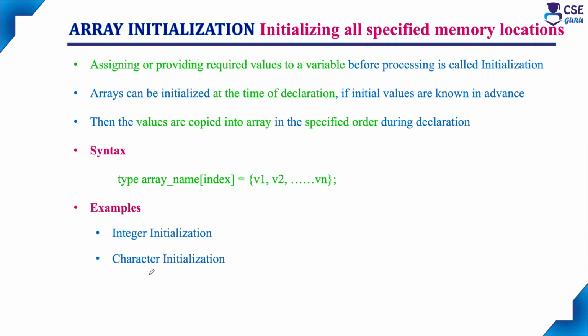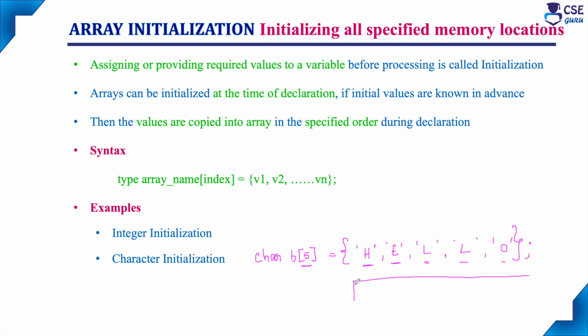Okay. Next is character initialization, and here initialization and declaration are done together. So declare the array: char, in the sense it is a character data type, B of 5. Okay. So here each character we have to specify within single quotes, and each character should be separated by a comma. Okay. So totally 5 memory locations are allocated, and to each memory location we have assigned a single character.